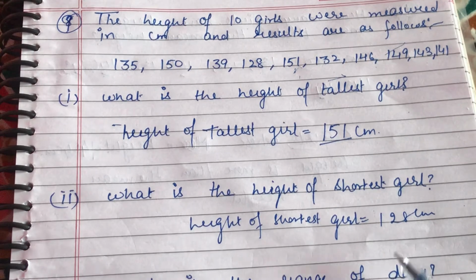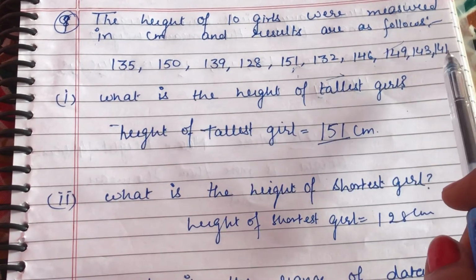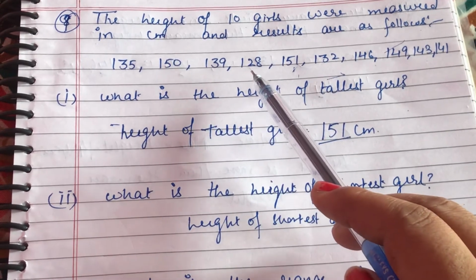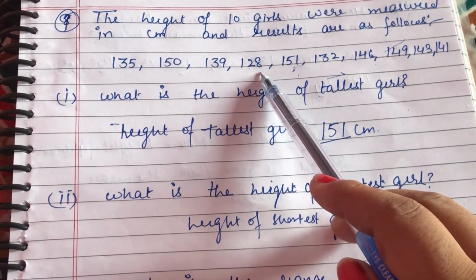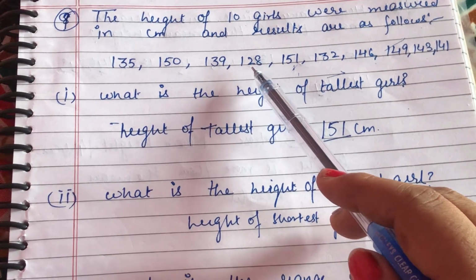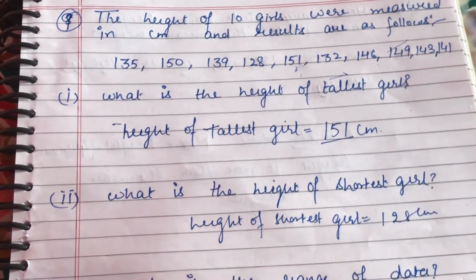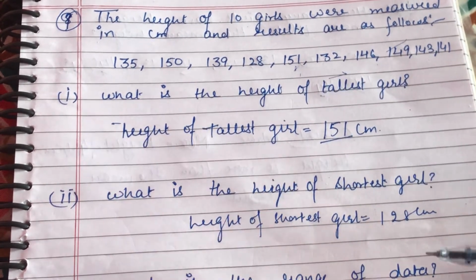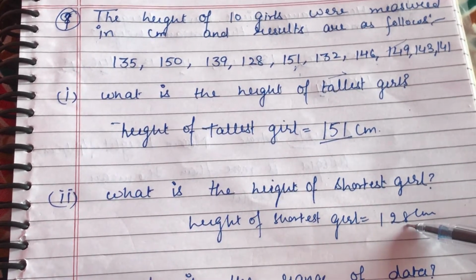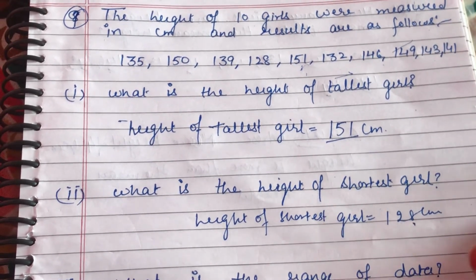What is the height of the shortest girl here? You can see from the data, find the shortest number here. 128 is the shortest number, and the height of the shortest girl will always be less than all the numbers. So सभी नंबर से सबसे लेस कौन सा नंबर है? 128 सेंटीमीटर. So the height of the shortest girl is 128 centimeter.